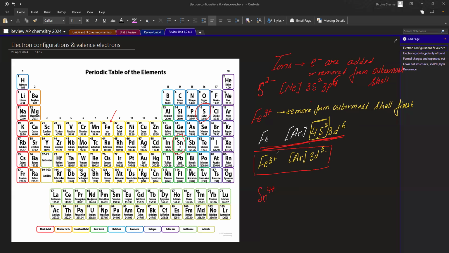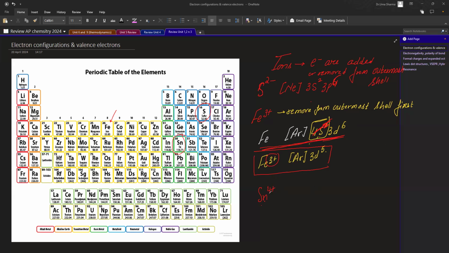Now what is the charge on this Fe? 3. So how many electrons do you have to remove? 3. So remove 2 from here. These 2, remove these 2. This will vanish. And out of 6, 1 is removed, so 5.